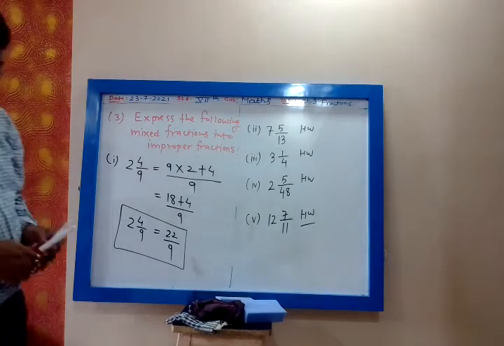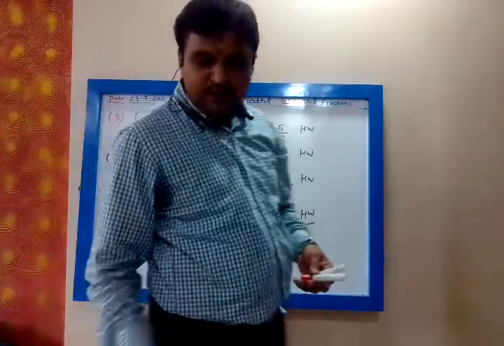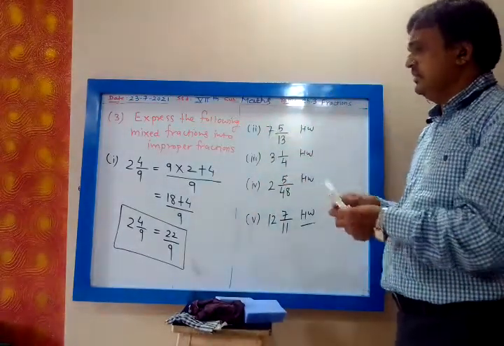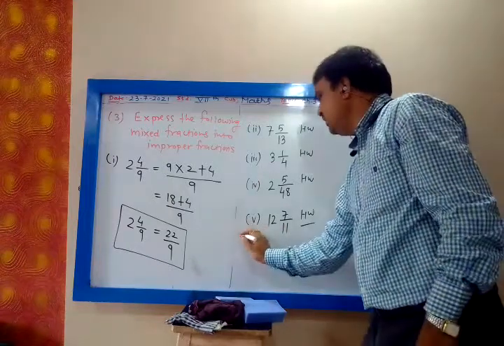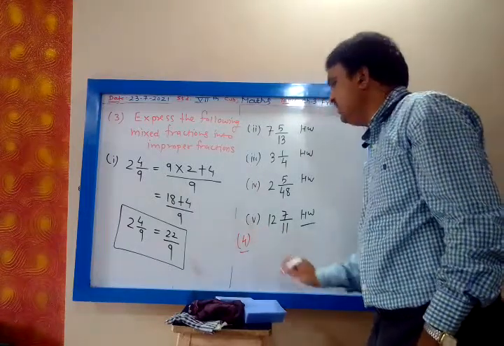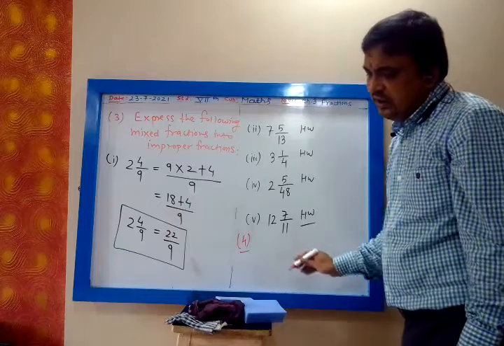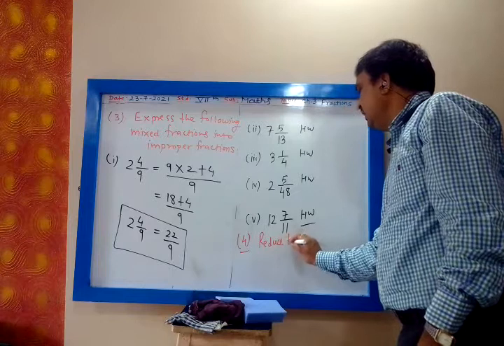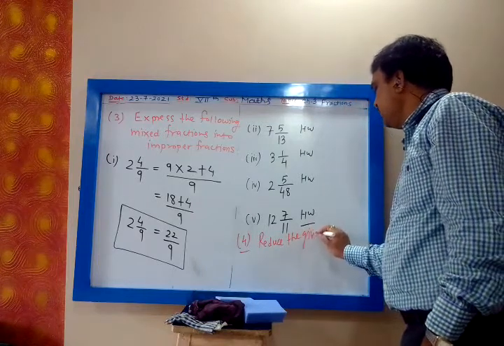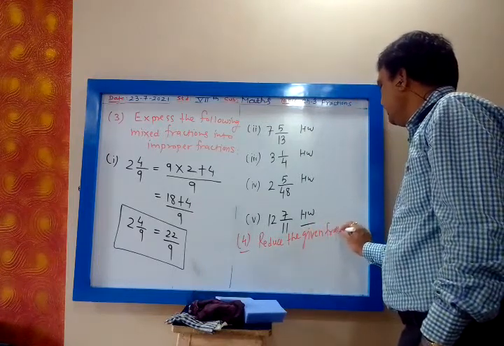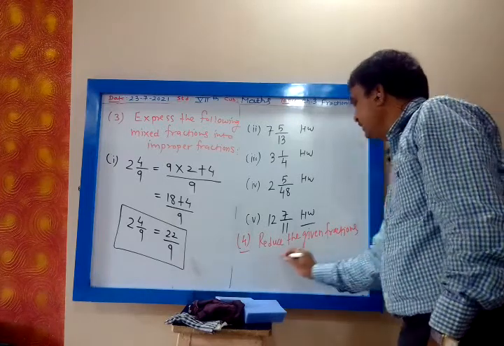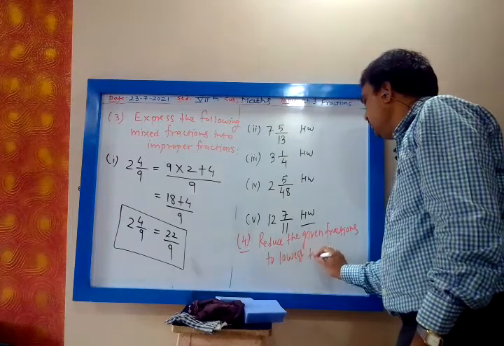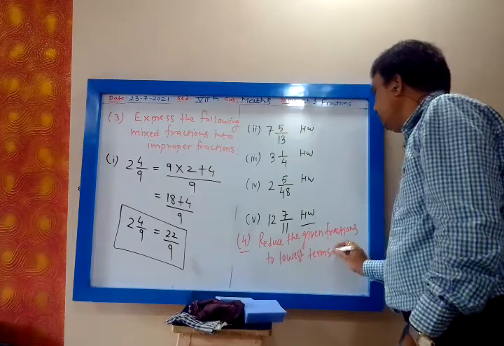Then fourth one, reduce the given fraction to lowest terms. All of this you have studied in rational numbers, so we are not doing anything new. Reduce the given fractions to lowest terms. How do we reduce the given fraction to lowest terms?